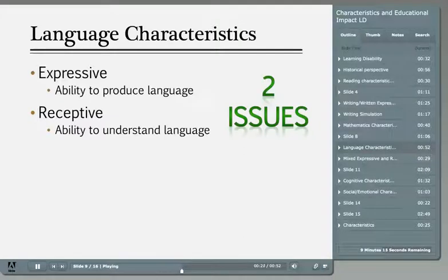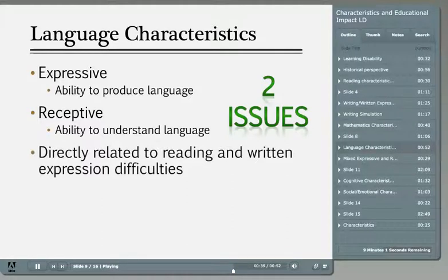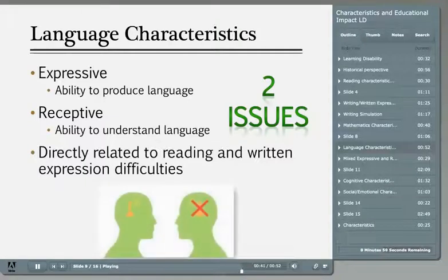Difficulties stemming from language can include expressive or receptive issues or a combination of both. It is important to identify and understand language difficulties because they are directly related to reading and written expression. So if a student has a learning disability in reading or written expression, they will likely have difficulty with language. Also know that a student with a learning disability can have strong language skills.